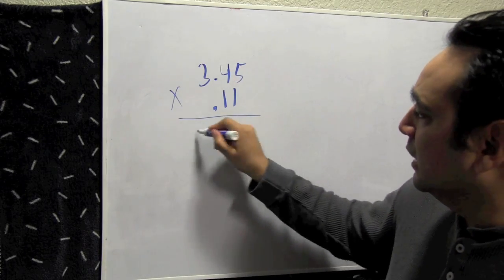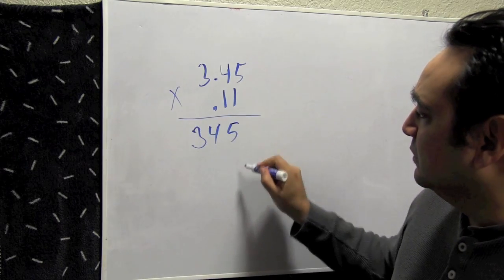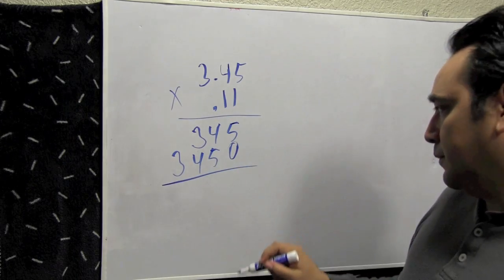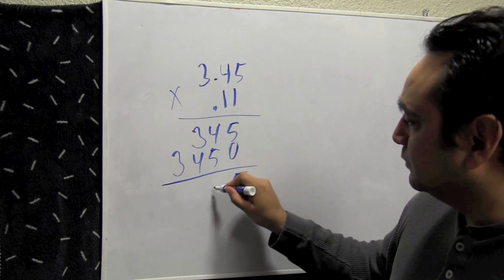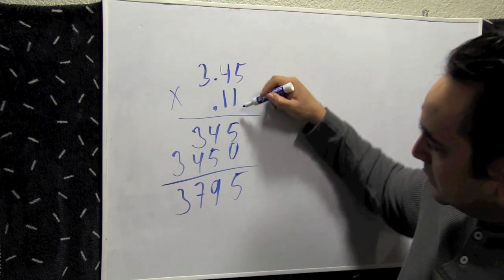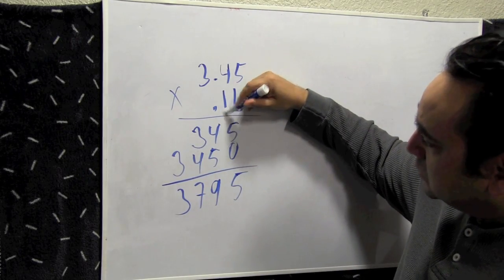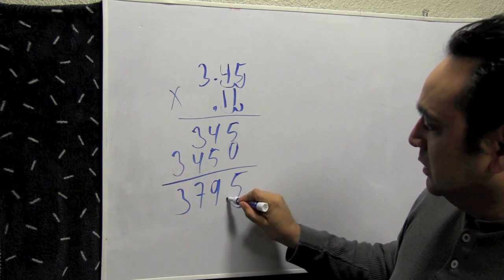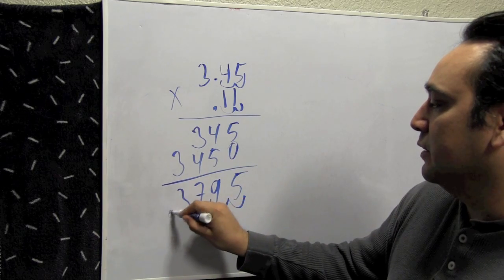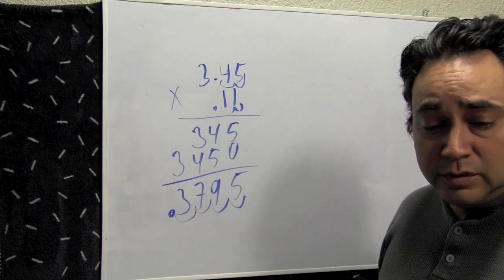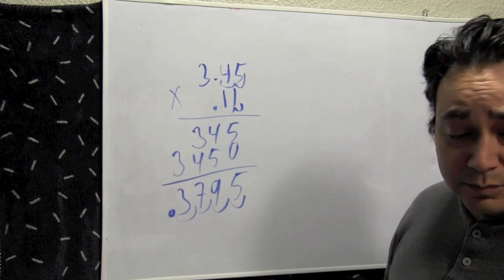So here we got 345, 0, 345, and just add it up. 9, 7, 3. So here it moved over. It's 1, 2, 3, 4. So you go 1, 2, 3, 4, and there you go. That's all we're gonna do for multiplication with decimals. Pretty sure you got it already.